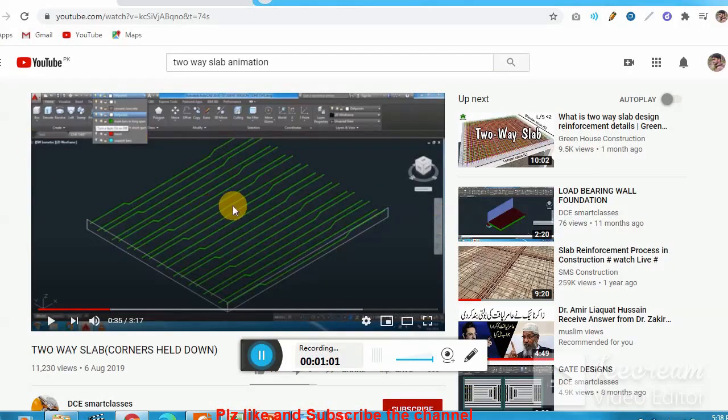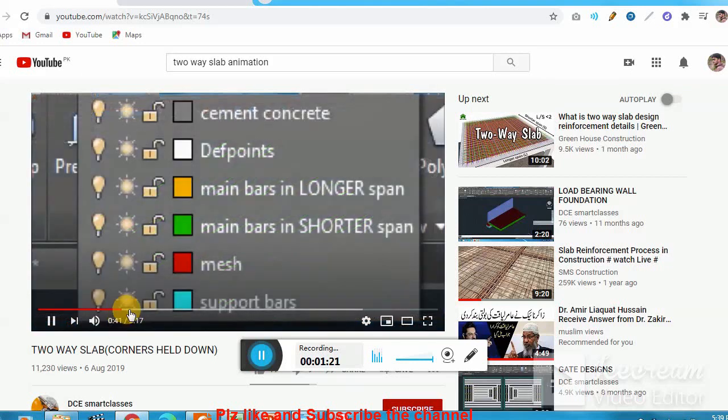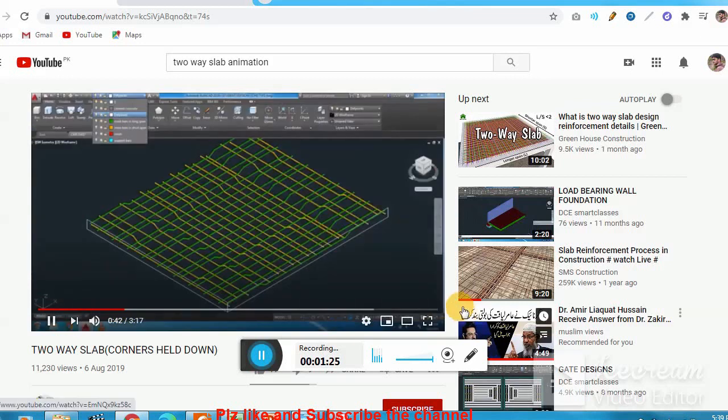Here you see in this animation that we have bent up bars. This is the slab and these are bent up bars in one way direction. Let's see how they place the bent up bars in the other direction, and similarly in this video you will see how they place the torsional reinforcement. So this is the other way bars. You see one bar is straight, the other bar is bent up. One bar is straight, the other bar is bent up.